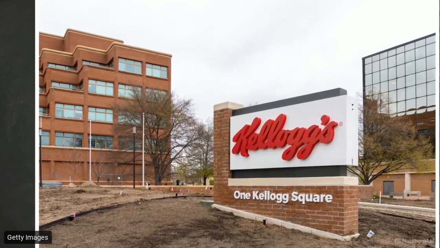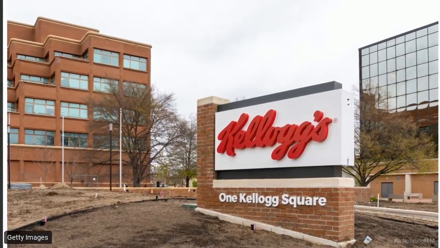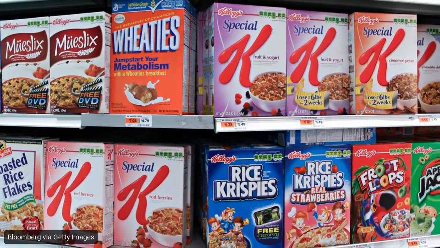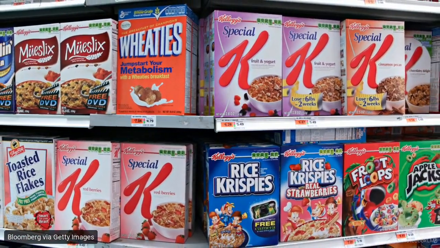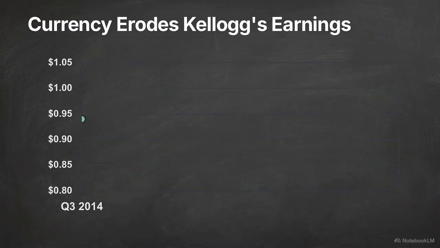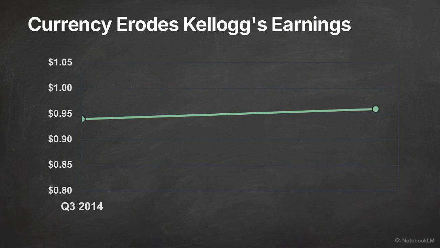In the third quarter of 2015, the Kellogg Company actually expanded its core business. They sold more cereal, moved more snacks, and successfully improved their global operating margins. This chart tracks their earnings per share for that quarter. On a currency-neutral basis, actual operational growth drove earnings up 2%, represented by this green line hitting 96 cents.